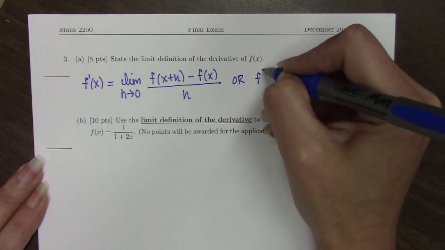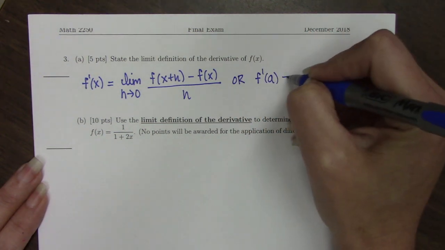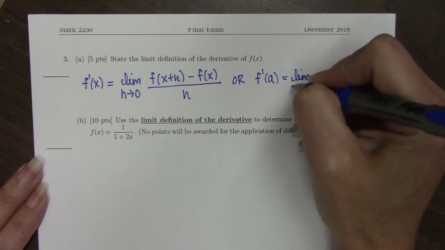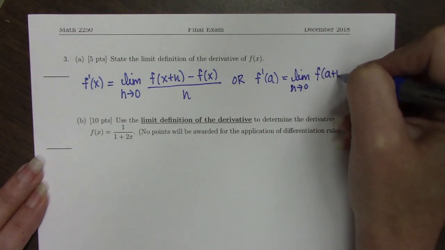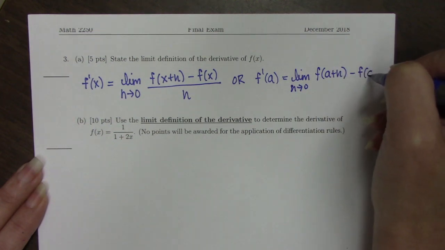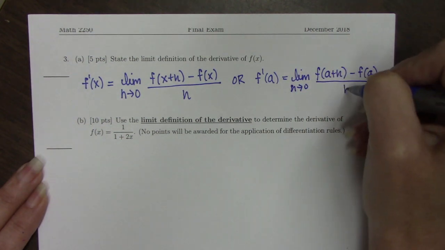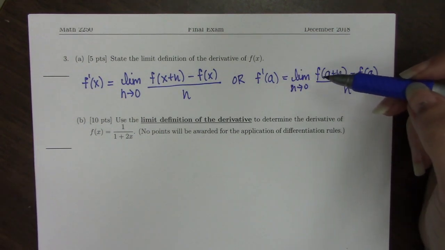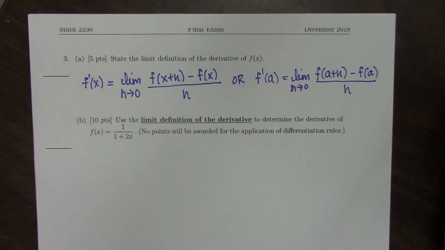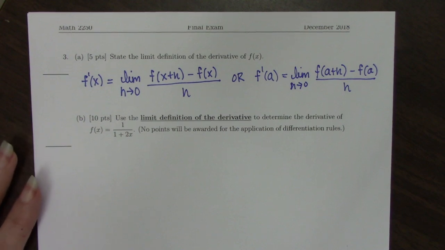Alternatively, you could state f prime of a equals the limit as h goes to 0 of f of a plus h minus f of a all over h. Using this definition, this will return one specific slope at location x equals a. So both are acceptable definitions to put on the test. You only need to provide one of them.